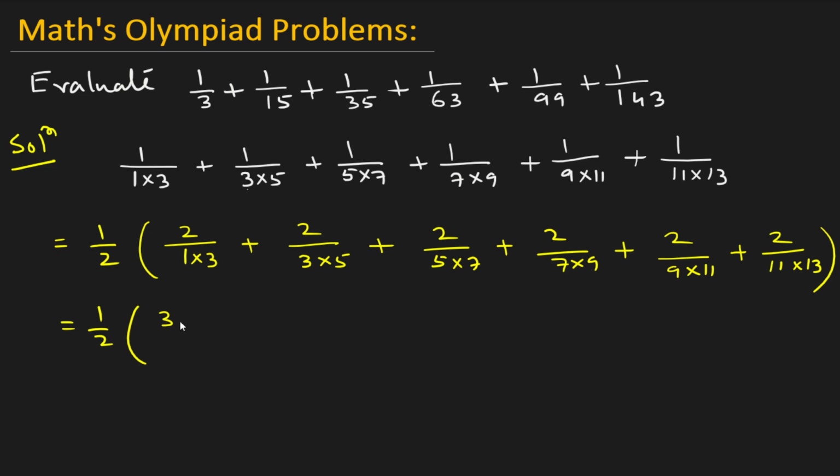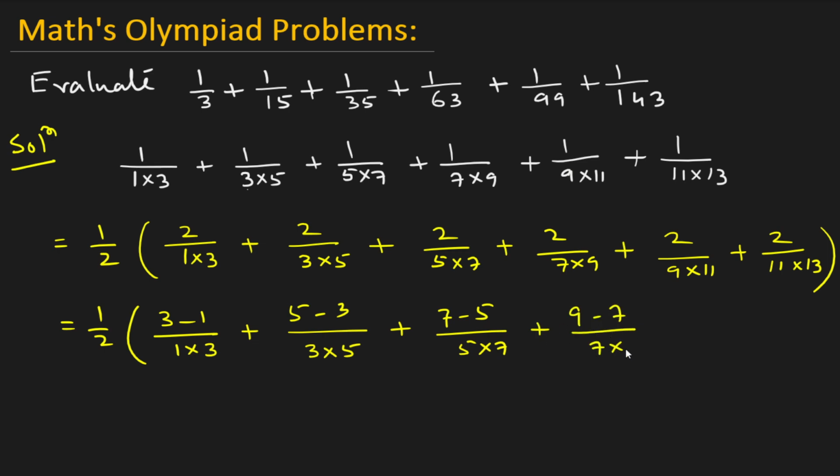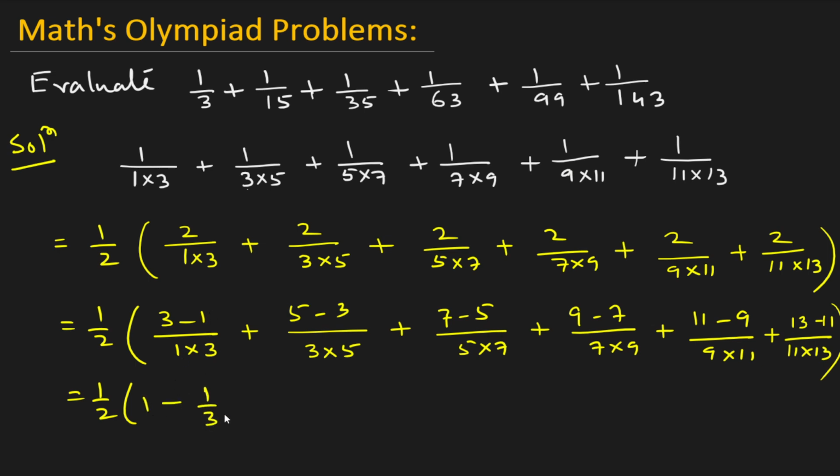In place of 2 we'll write 3 minus 1, then 5 minus 3, this will be 7 minus 5, 9 minus 7, 11 minus 9, and then 13 minus 11, by 11 into 13. Okay, so let us separate them. 3 by 3, 3 cancels out, you will get only 1. 1 by 3, then it's 1 by 3 minus 1 by 5.